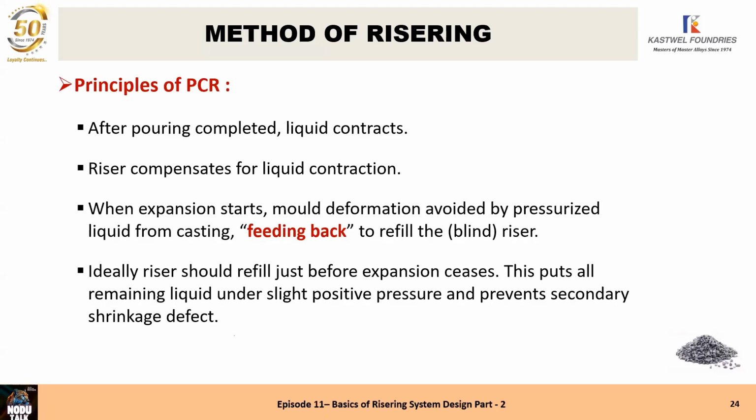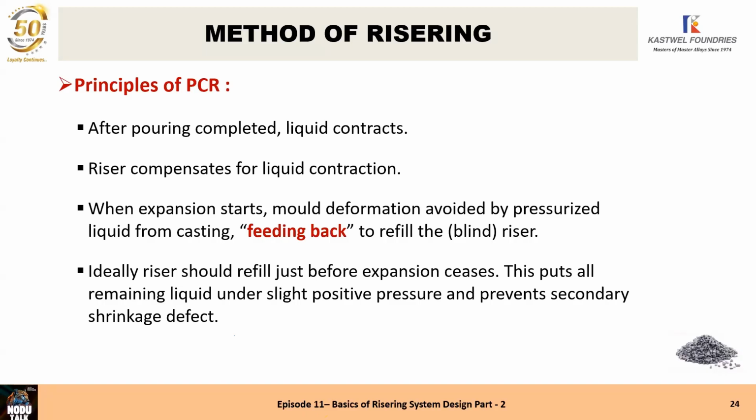This expansion puts all the remaining liquid at a slight positive pressure, and this slight positive pressure is what prevents secondary shrinkage in the casting. So ideally, the riser should refill just before the expansion of the metal stops in the mold cavity. When the expansion is still going on and the riser is filled, the remaining metal is put under slight positive pressure. This pressure is enough to prevent the secondary shrinkage defect in the casting. This is the basic principle of pressure controlled risering design.